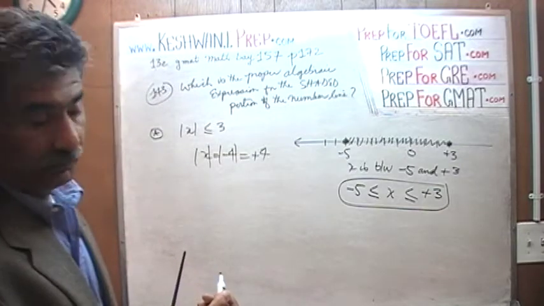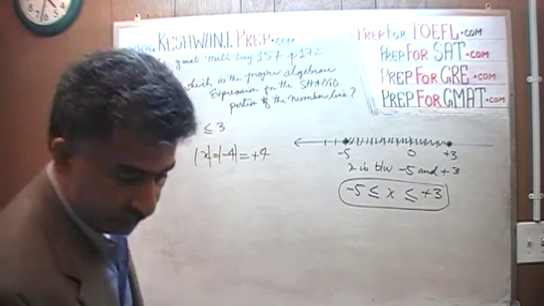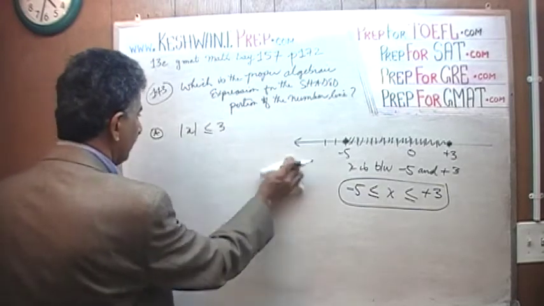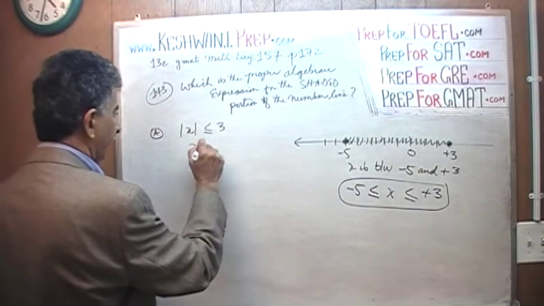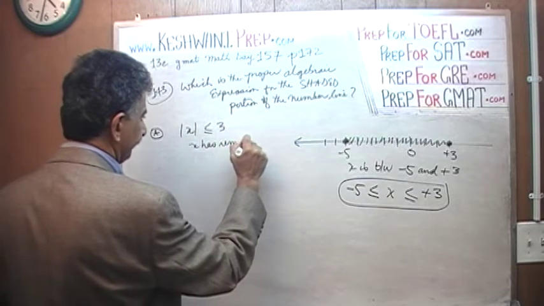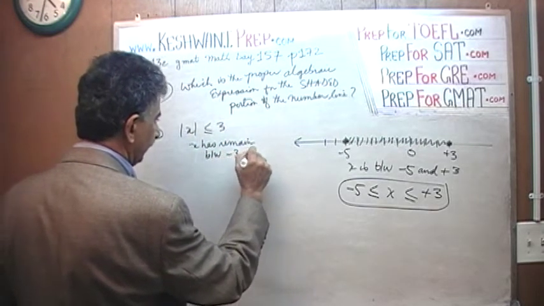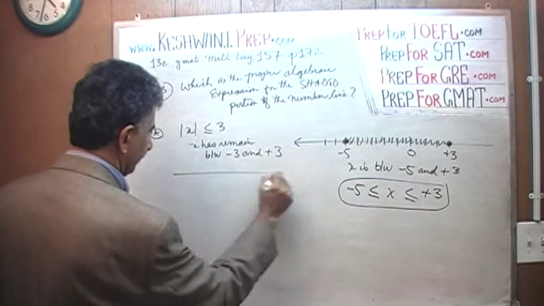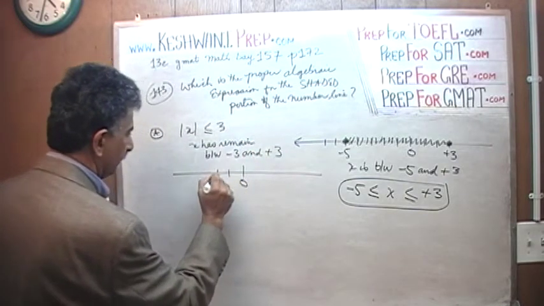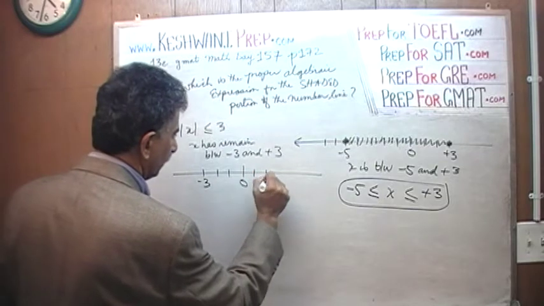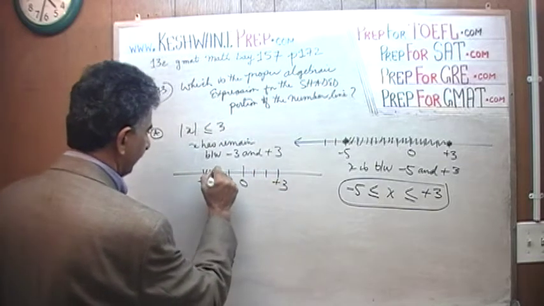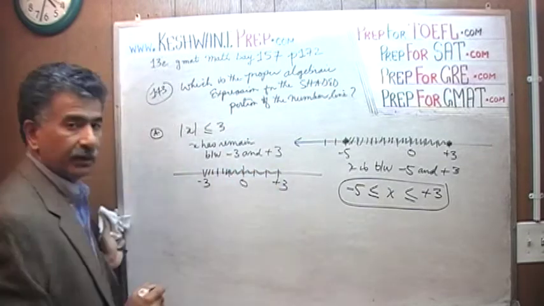X cannot be negative 4. You see, x cannot be negative 4. What this tells us is that x has to remain between negative 3 and positive 3. If you were to show it right here, 1, 2, 3, negative 3, 1, 2, 3, positive 3. X is somewhere here, between negative 3 and positive 3.